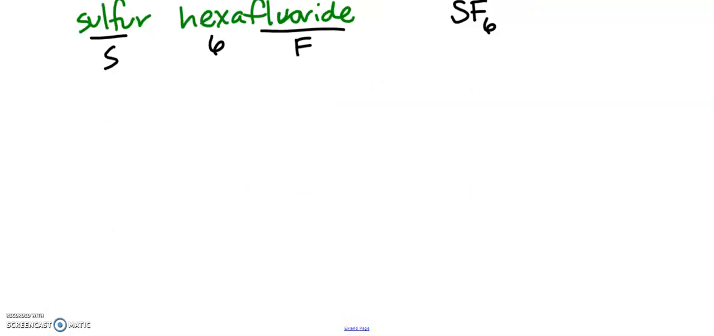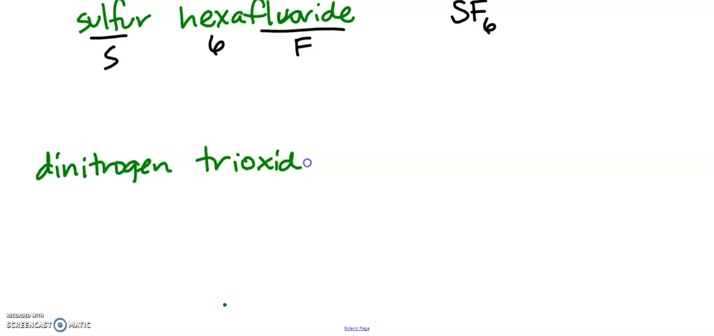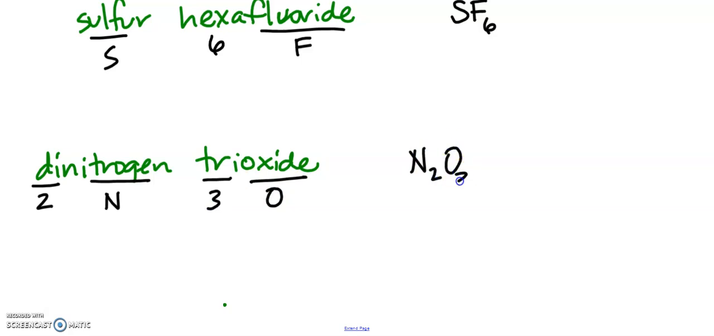All right, let's try one more. Let's do dinitrogen trioxide. So I have this, right? Nitrogen is N. Di means I have 2. Tri means I have 3. Oxide is oxygen. This is N2O3. So this is how you name molecular compounds and how you write formulas for them, by just looking at the prefixes. So make sure you know those 10 prefixes.